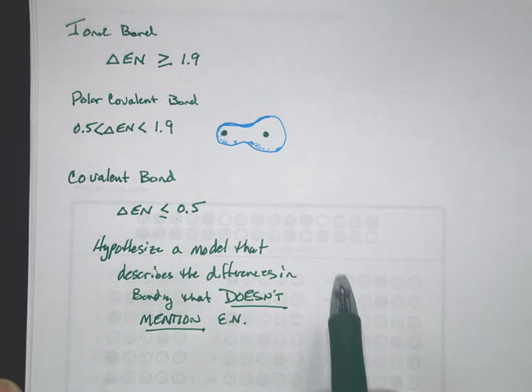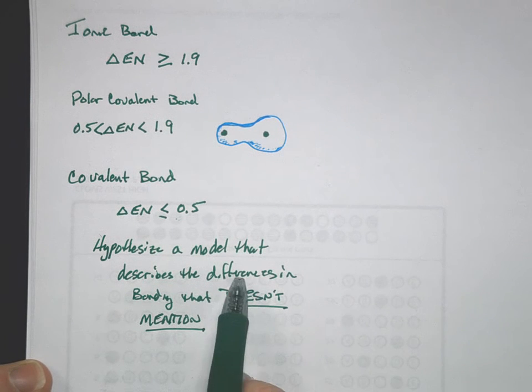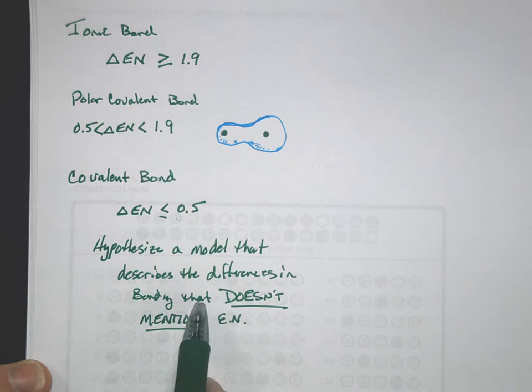After what? Differences in bonding. Hypothesize a model that describes the differences in bonding that doesn't mention electronegativity, but I'm going to put that into your Google Doc. Okay, that's it for today.